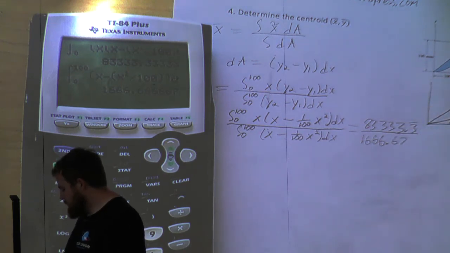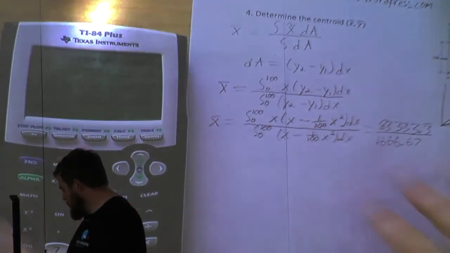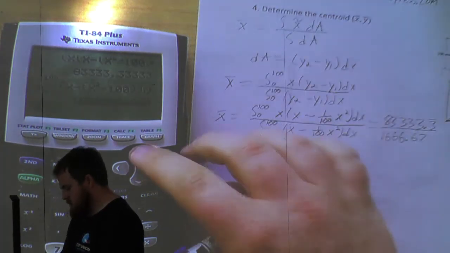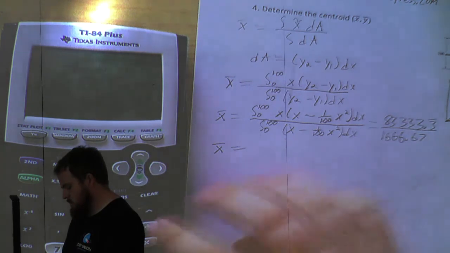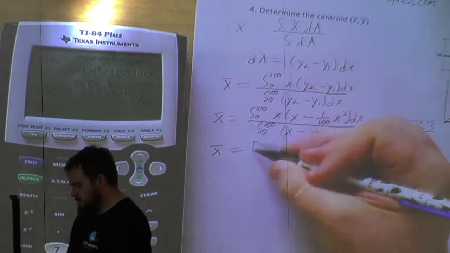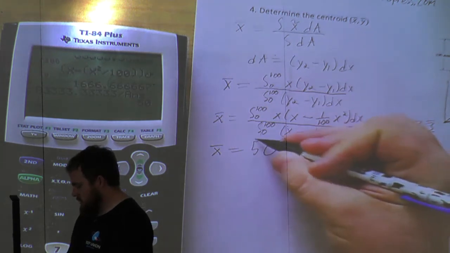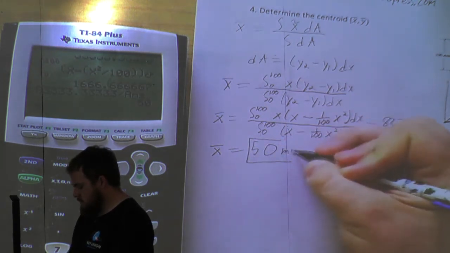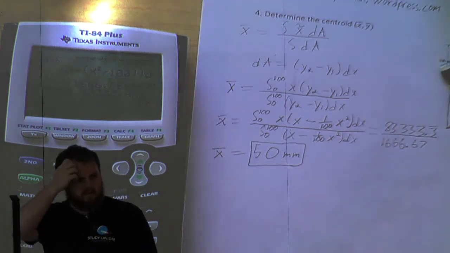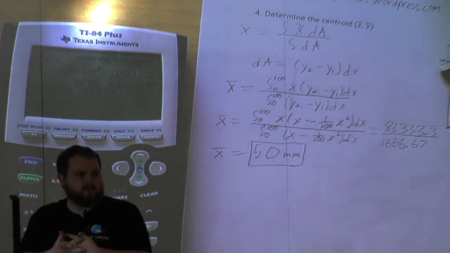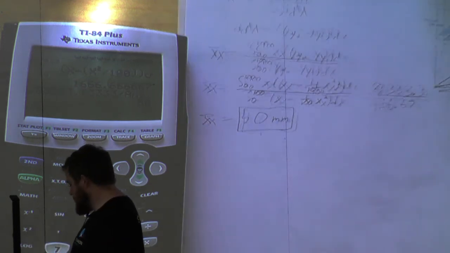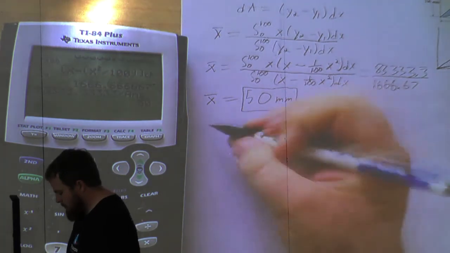So then we just divide. So x bar, so I'm going to take this and just divide by the answer. And that's going to be 50. So that's your x bar. Does that make sense to everyone? Good. All right. So let's move on to y bar.